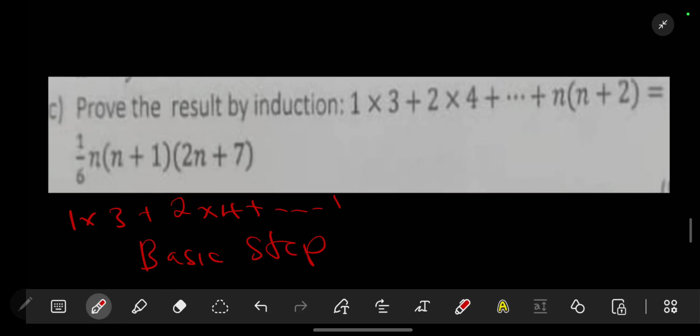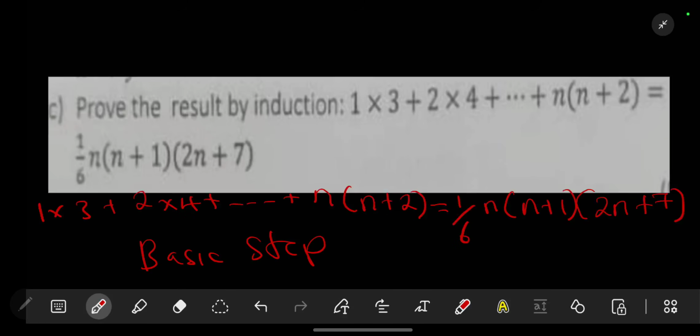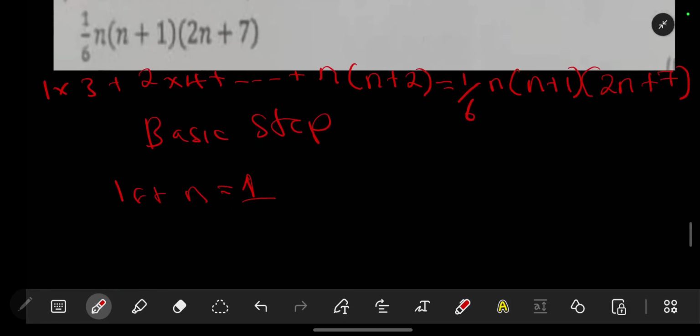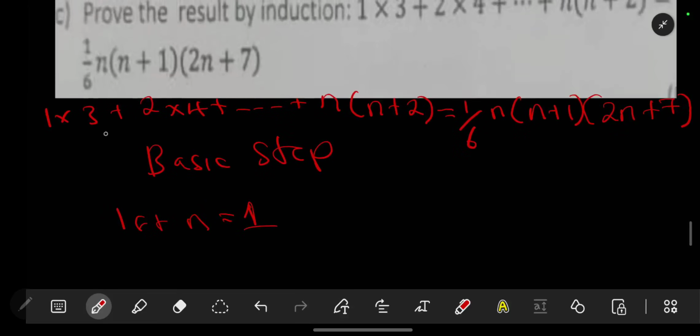We have plus dots plus n, open brackets, n plus 2, should be equal to 1 over 6 n, open brackets, n plus 1. So this is what we have. So we are going to test if n is equal to 1, that means we should expect the answer to come from here.